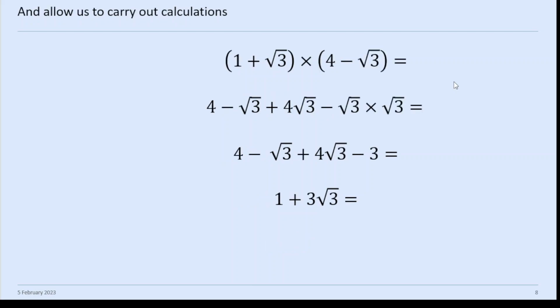Here's a more complicated one. We're going to expand these brackets. So 1 plus root 3 times 4 minus root 3. If we multiply the terms, we get 4 minus root 3 plus 4 root 3 minus root 3 times root 3. Root 3 times root 3 is just 3. So this is just 4 minus root 3 plus 4 root 3, which is just 3 root 3. And then 4 minus 3 is 1. 1 plus 3 root 3.